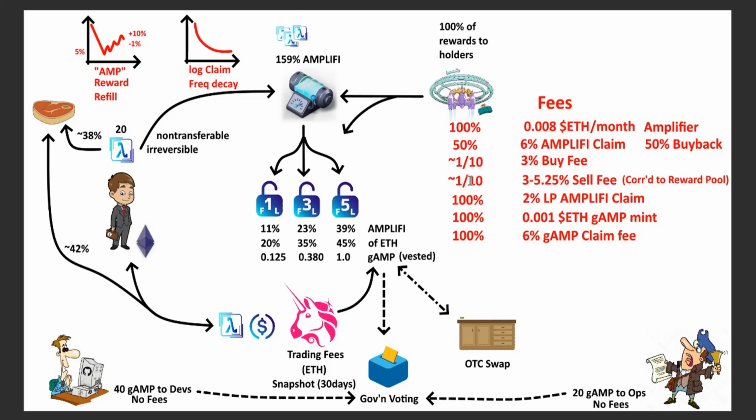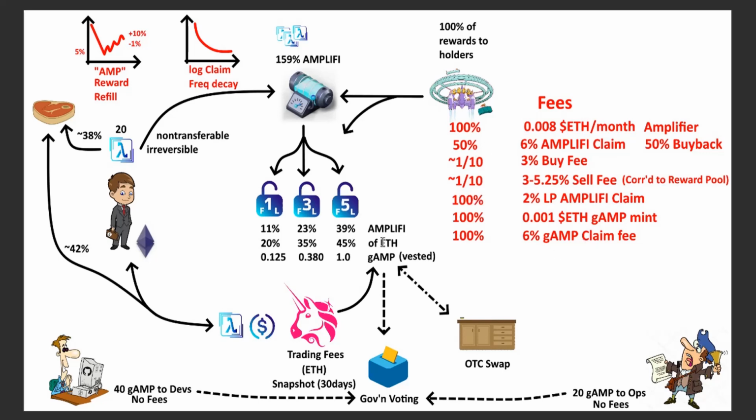Again, 1/10 of it will be used to obtain more validators, and the other 9/10 will be used for various different things, okay? Now, anytime the LPs, this guy here, claim, they also pay 2%. So their APR is probably closer to something like, if you claimed once a year, 40%, right? So 2% of the LP AMPLIFI claims, and 100% of that is used to obtain more validators.